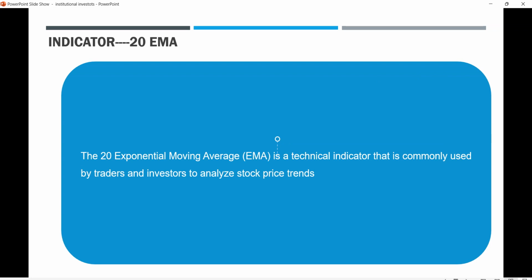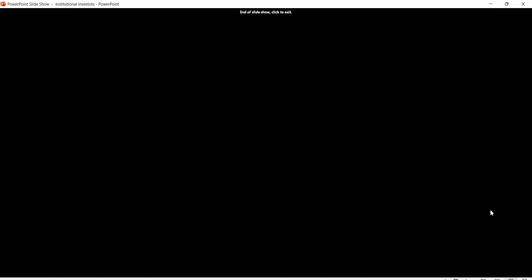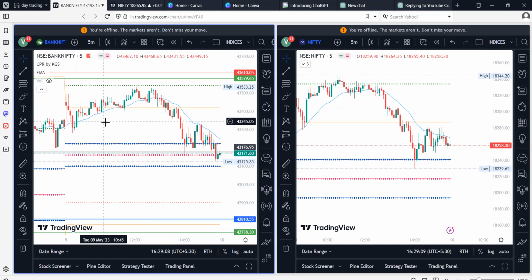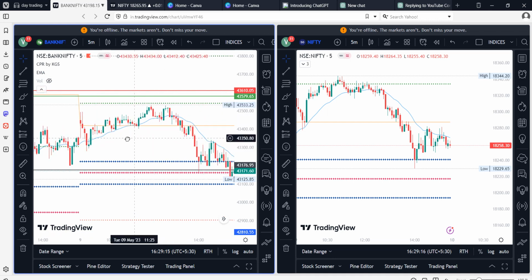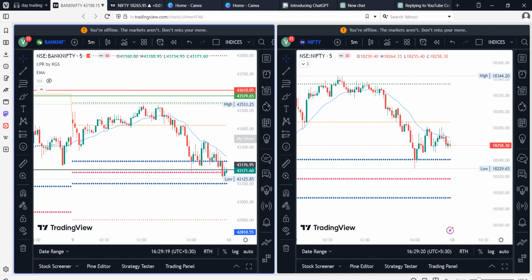That is the 20 EMA. Actually this is the 20 SMA, but the 20 exponential moving average is a technical indicator commonly used by traders and investors to analyze stock price trends. SMA is a little bit slower to impact the chart, but the exponential moving average is a little bit faster than SMA. So I personally use the 20 exponential moving average in my charts to analyze trends. Now let's get into the charts and I'll explain it. For example, if you see here, this is the 20 EMA, and if you don't know how to put the 20 EMA in our charts, I will tell you.